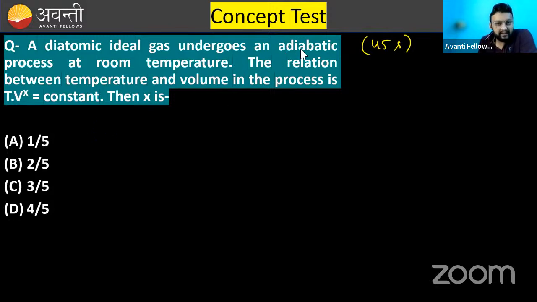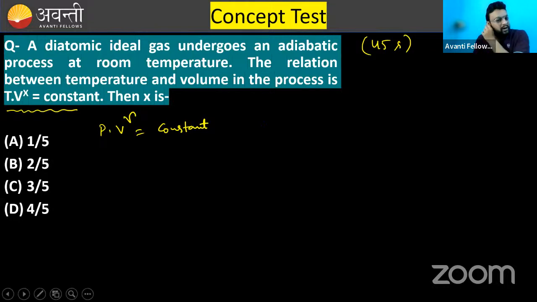Okay. What are they saying? For an adiabatic process at room temperature, the relation between temperature and volume in the process is to be found. So what we know about the adiabatic process is that P into V raised to the power gamma is equal to constant. But the relation that is asked is in terms of temperature and volume, so we need to transform it.